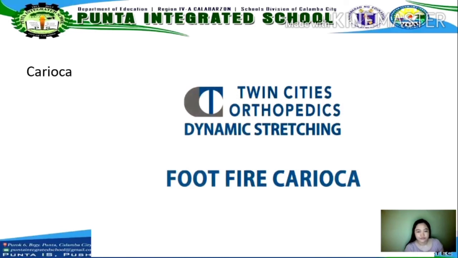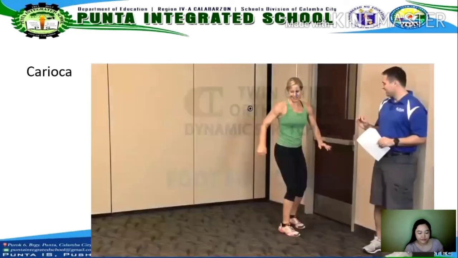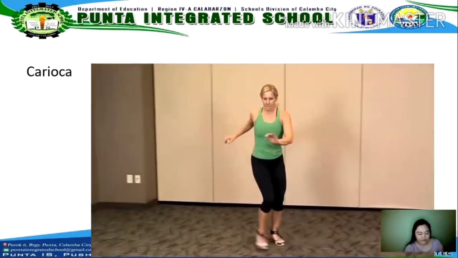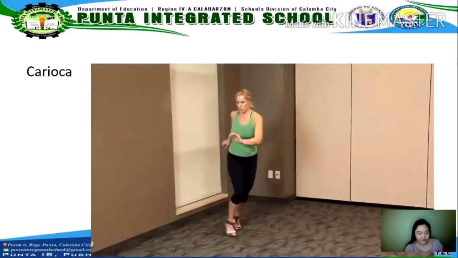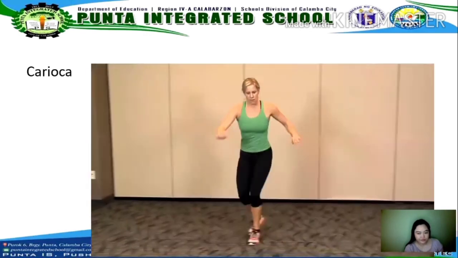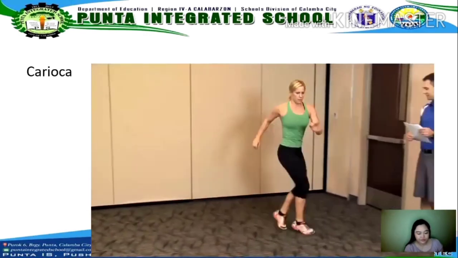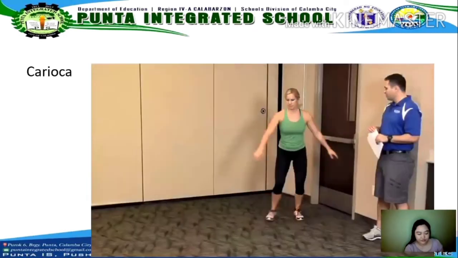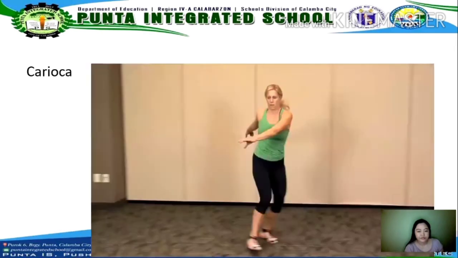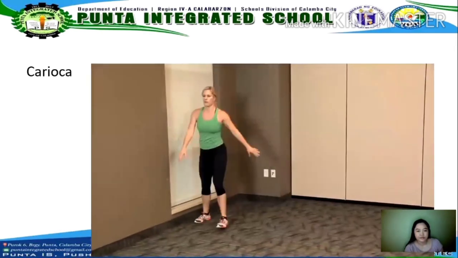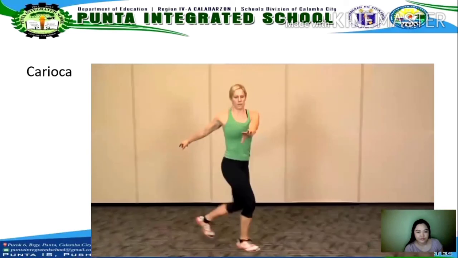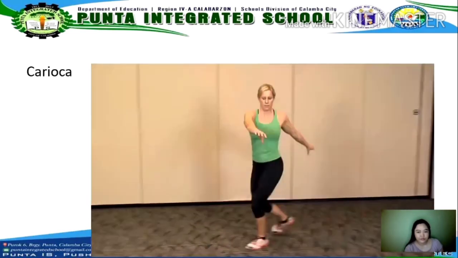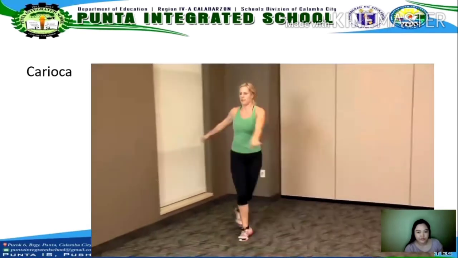And then we're going to do a foot fire karaoke. Again, athletes are going to struggle a little bit more coordination-wise with this, but it's going to teach that proprioceptive feedback of getting their feet moving. Going as many foot contacts as you can as they traverse from one side to the other. And then a nice, smooth, swaying karaoke where they're going to take long steps and use their arms to give some counter force on their lower body. Get a little bit of lumbar spine warm up there happening.